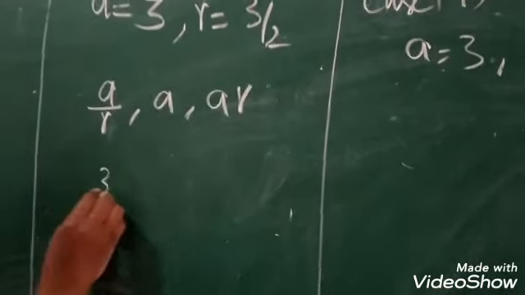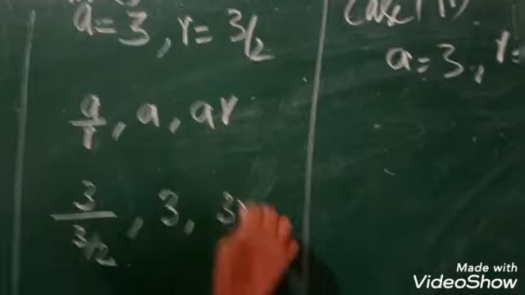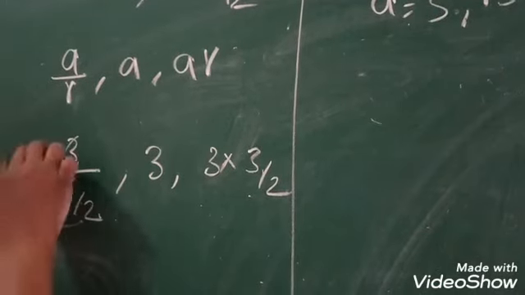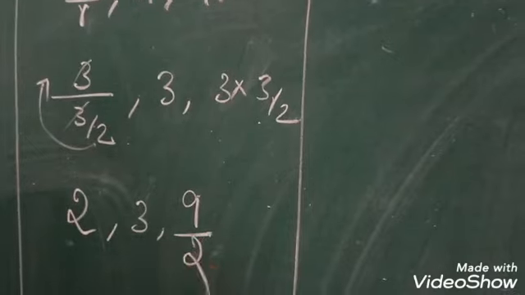Okay, now you have to substitute 3 divided by 3 by 2. Here 3 into 3 by 2. Now you have to simplify: the 3 cancel, the 2 will go to the numerator, 2 threes, 9 by 2.